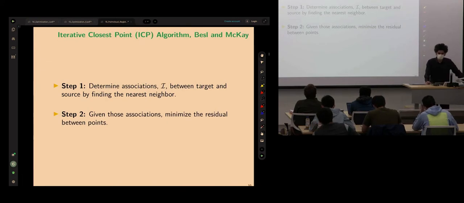With this setup, we can talk about maybe one of the most famous algorithms in this area.